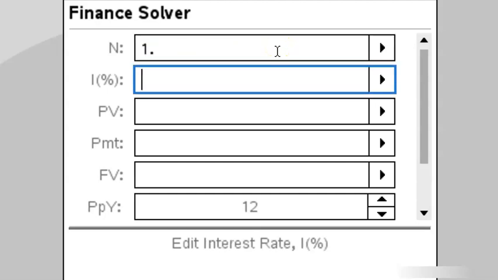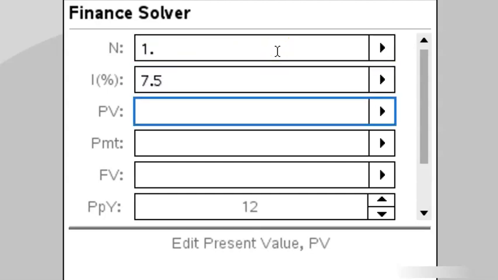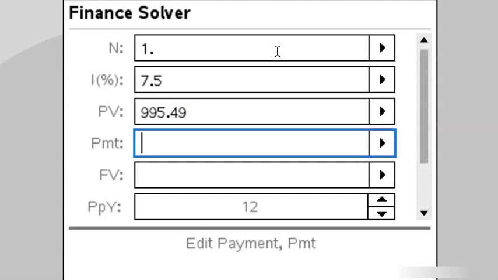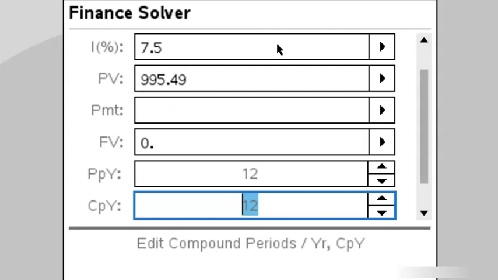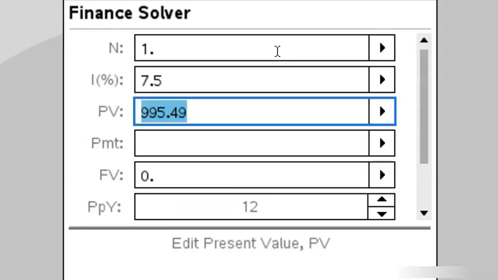Okay, so if N is 1, we had our interest rate 7.5% per annum. We said we're going to use that $995.49 as our start point, and we'll come back and find the payment required so that my future value is 0. Checking that we've got our payments and our compounds set at 12 times a year for monthly.